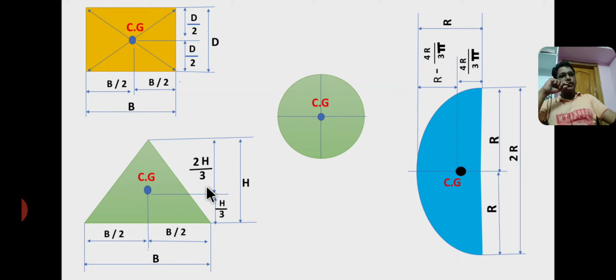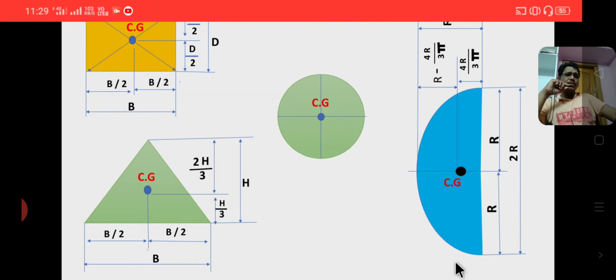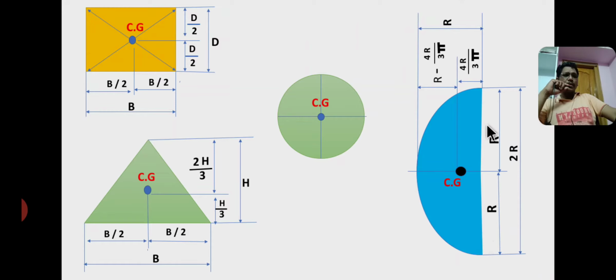Okay, now this is a semicircle having radius r and diameter equal to 2r. Semicircle consists of one straight edge, this is a straight edge, and the other one is a curved surface. So you have to remember the centroid of a semicircle lies on the symmetric axis. The given semicircle is symmetric about this horizontal line, therefore the centroid lies on this symmetric axis, and therefore the centroid lies half of the diameter, that is radius r and radius r, and horizontally the distance is 4r by 3 pi and r minus 4r by 3 pi.